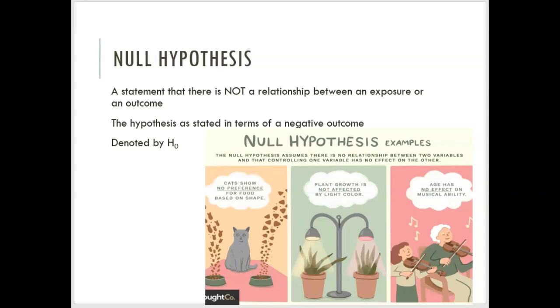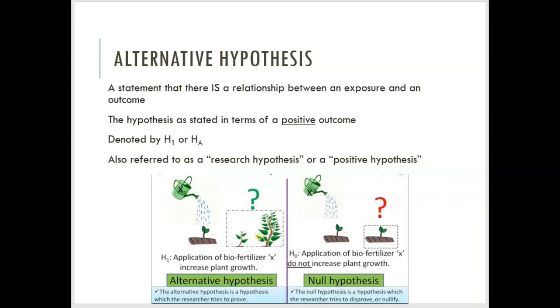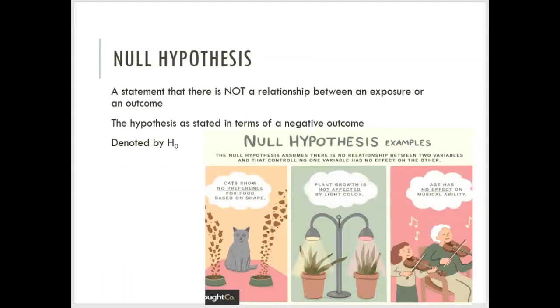Now we have two types of hypothesis in research. We have the null hypothesis and we have an alternative hypothesis. The null hypothesis is basically a statement where you say that there is no relationship. So here, let's look at this example. Cats show no preference for food based on shape. Notice the word no is in that statement.